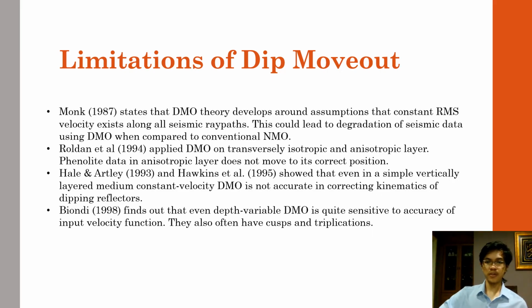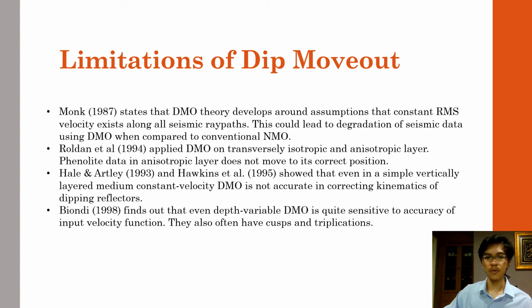Even though dip move out solves a lot of dipping reflector problems, it also comes with a number of limitations, as discovered by many geophysicists over the years. In 1987, Meng stated that DMO theory develops around the assumption that a constant RMS velocity exists along all seismic ray paths, which is not a suitable geological model, and this could lead to degradation of seismic data using DMO when compared to conventional NMO. In 1994, Rothman et al.